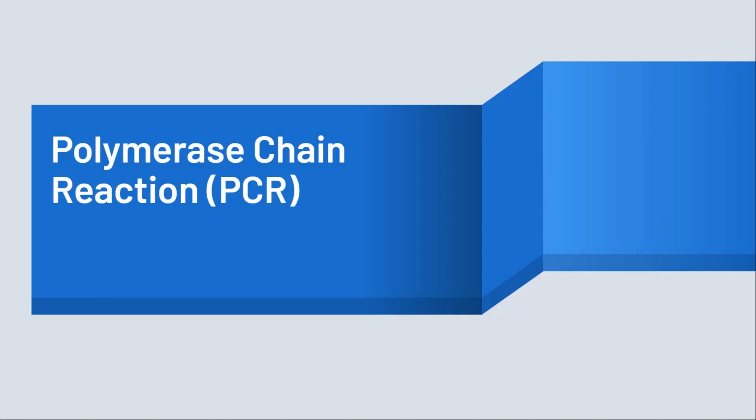But the general gist of gel electrophoresis is you are separating out DNA by size because the DNA molecule is negatively charged and it's moving through the gel.